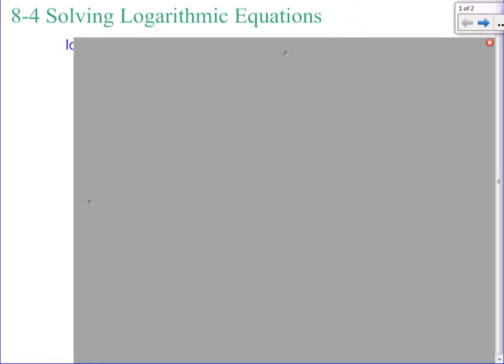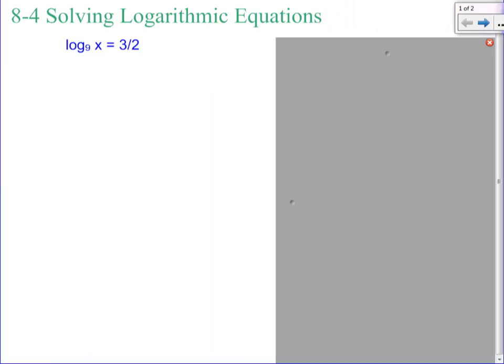Okay, so we're going to look a little bit more at what we can do with logarithms today. You may see a problem like this, and right now the x is not by itself, correct? Okay, so maybe we could switch it to exponent form and see if that would change anything. What would this be if we rewrote it in exponent form, thinking back to our last lesson? 9 to the 3 halves equals x.